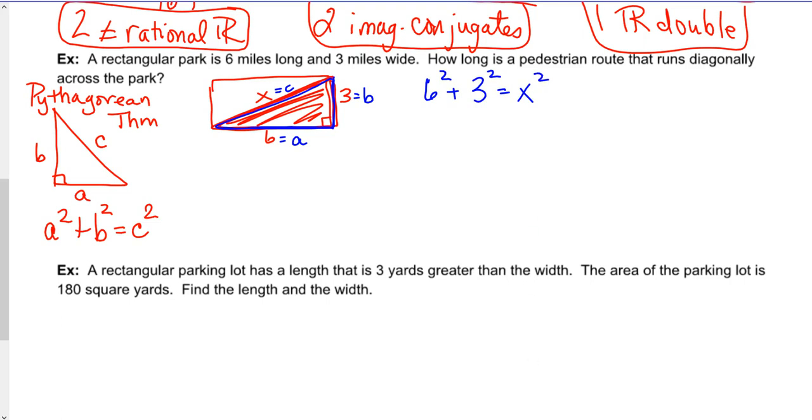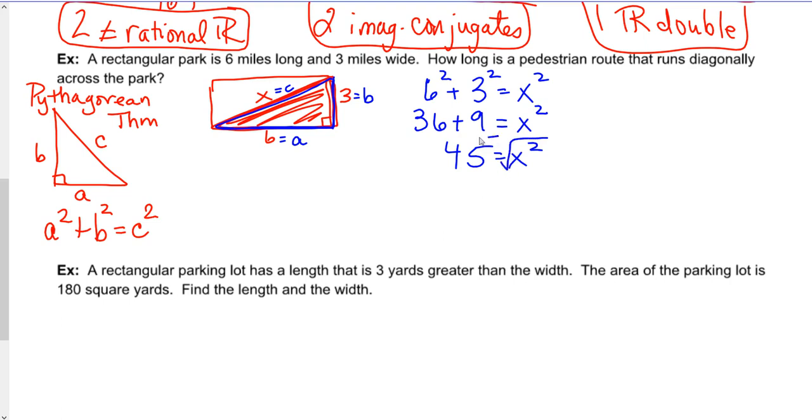And there's our equation, but we want to solve for x. We have to get x by itself. So I'm going to go ahead and square, then add. So let's go 36 plus 9 equals x squared. Put these two things together gives me a 45 equals x squared. And this is an exercise on how to undo that square, where I must square root both sides.